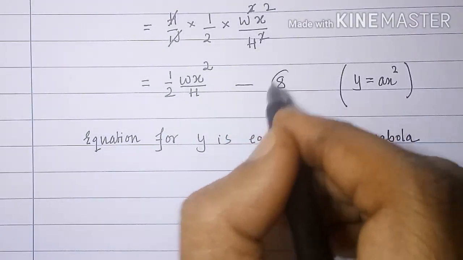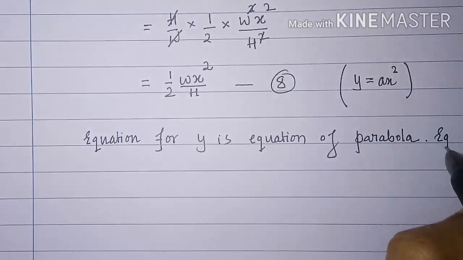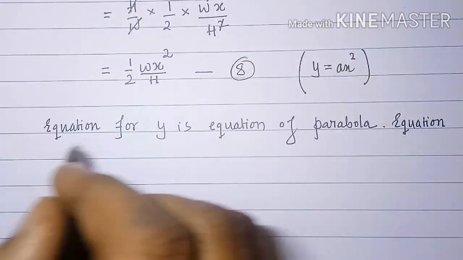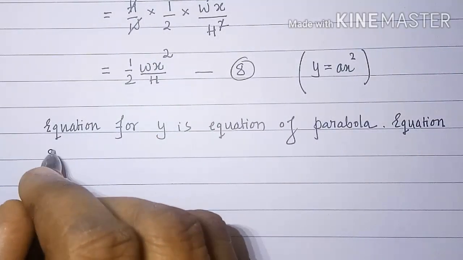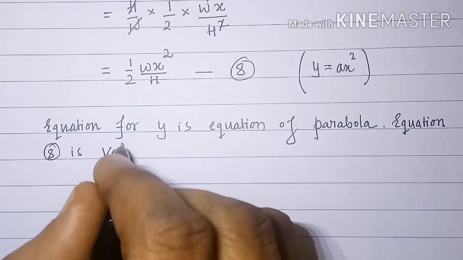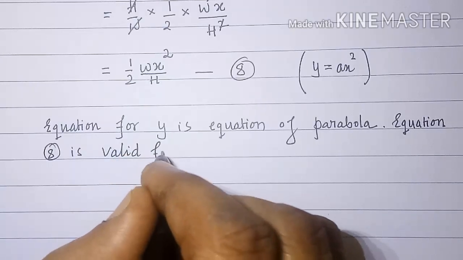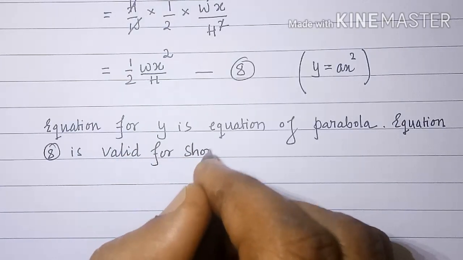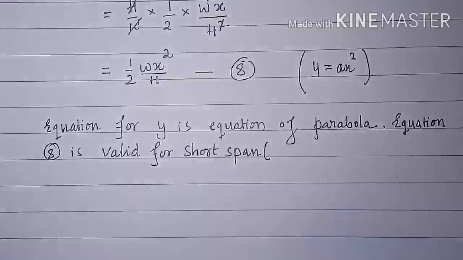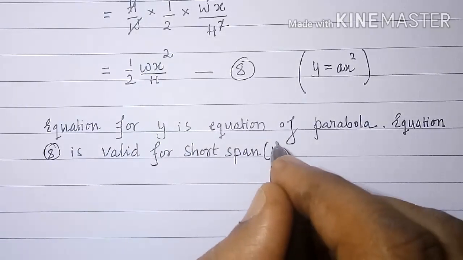If we call it equation 8, equation 8 is valid for a short span. Short span means the distance between two towers or poles, that is capital L.